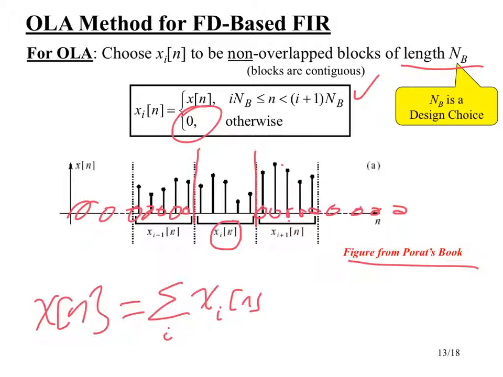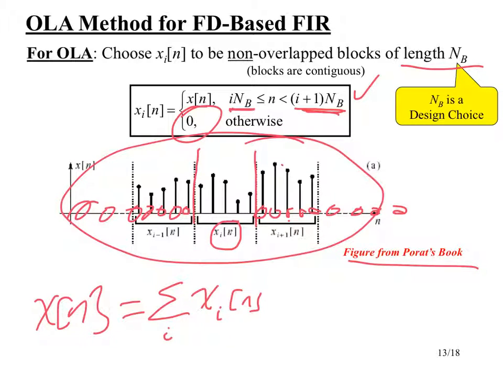And so this little business here, i NB out to (i plus 1) NB. So i is just going through the integers. So when you start with i equal to 0, you're going from 0 up to just shy of NB. Then you flip to i equal to 1, and so now you're going from NB, which is the very next sample, up to just one sample shy of 2 NB, and so on, and so on. And so that's what we're showing here, and we're just showing three such blocks.